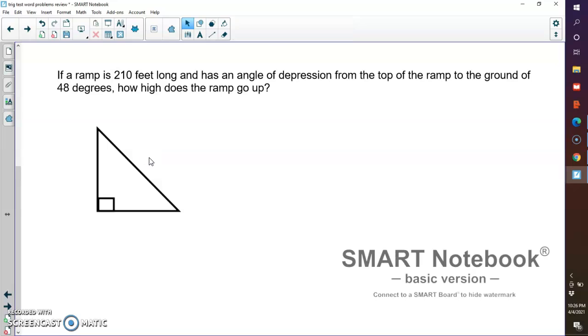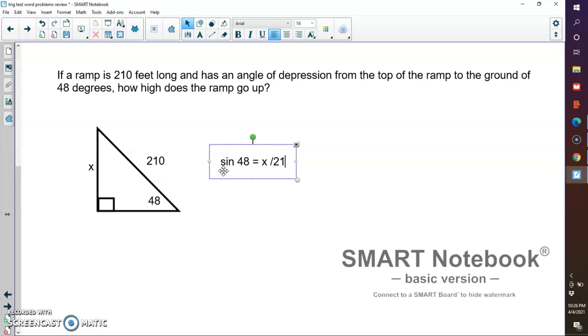A ramp is 210 feet long, which means the hypotenuse is 210. We're looking for how high the ramp goes, which is our height. So my x goes here, and then my angle of depression is 48 degrees. So we put that 48 right here. There we go. Now this becomes the sine of 48. The sine of 48 equals x divided by 210. We multiply both sides by 210.